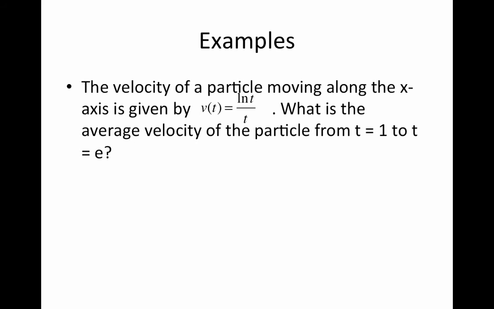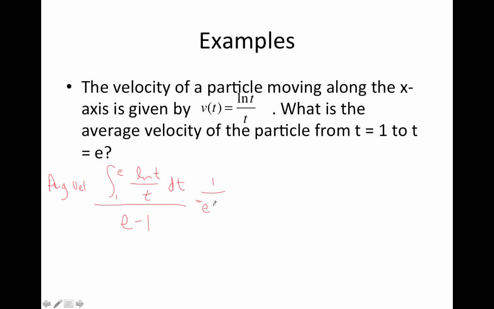So we're told that there's a particle that moves along the x-axis, and its velocity function is the natural log of t over t, where t is time. We want to know what is the average velocity of that particle from 1 to e. Let's set up our average velocity formula. The average velocity is going to be the integral from 1 to e of the natural log of t divided by t dt, all over the difference in the endpoints, so e minus 1.